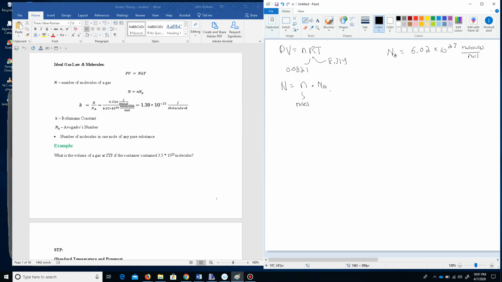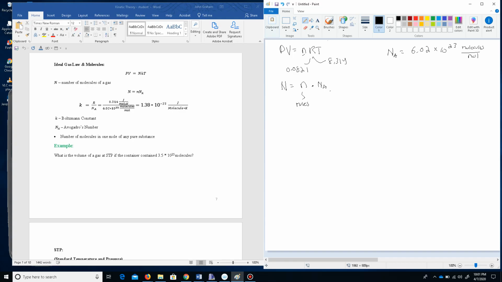Okay, so if we have the number of moles, we can multiply it by this big number and we get the number of molecules. So if we have one part of this, we can always switch it to the number of particles.